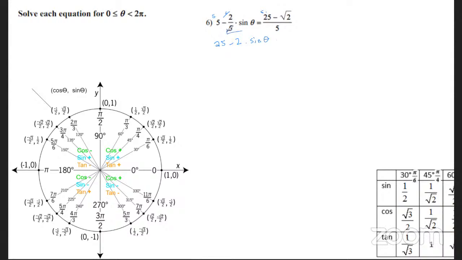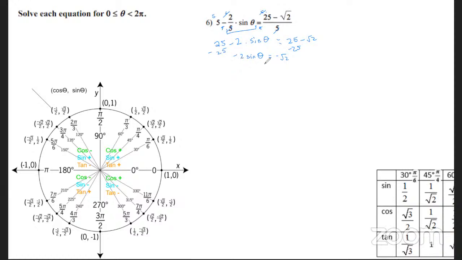This is one term. Terms are separated by addition and subtraction or equal signs, okay? So we already took care of that whole term. Equals, and again, this 5 times the 5 on the bottom is going to cancel out, and we're going to get 25 minus radical 2. Okay? And then we can get rid of the 25 on both sides if we subtract 25 from both sides, then we're left with -2 sine of theta equals negative radical 2.